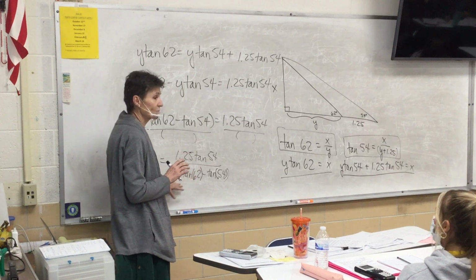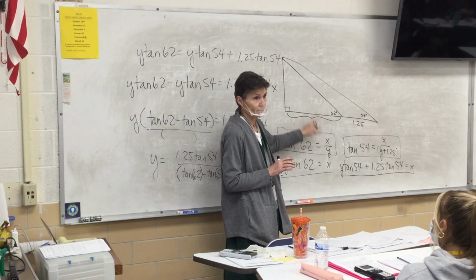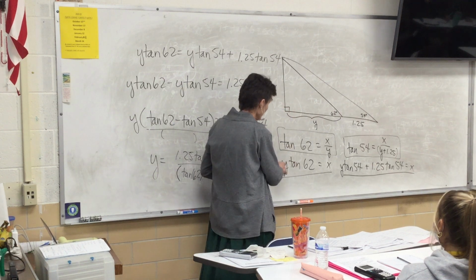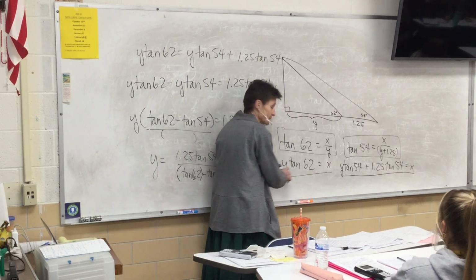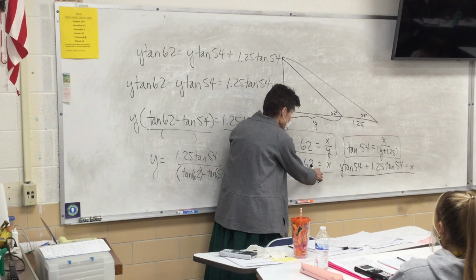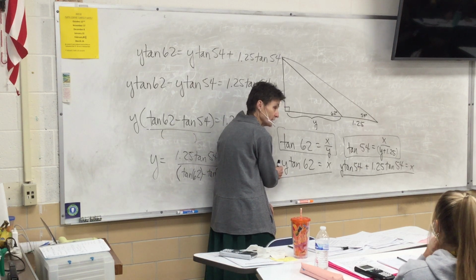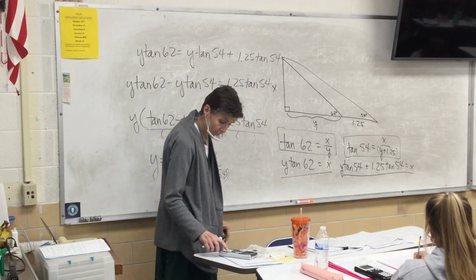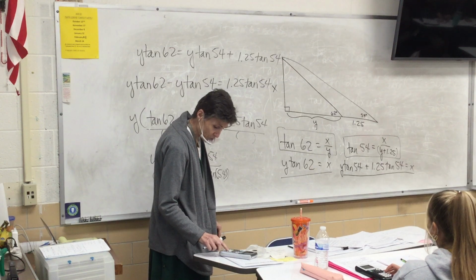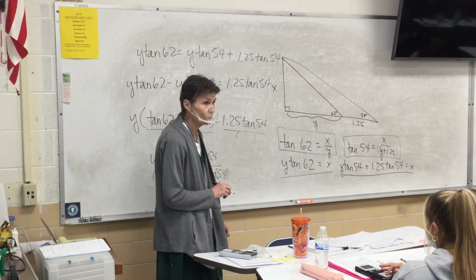Because what did we just find? Y. And what was the question? X. So I want you to look at this right here, one of our steps along the way. Didn't we say that x equaled y times the tangent of 62? So y is on my calculator, so I'm just going to say times tan 62. Did you get 6.42?